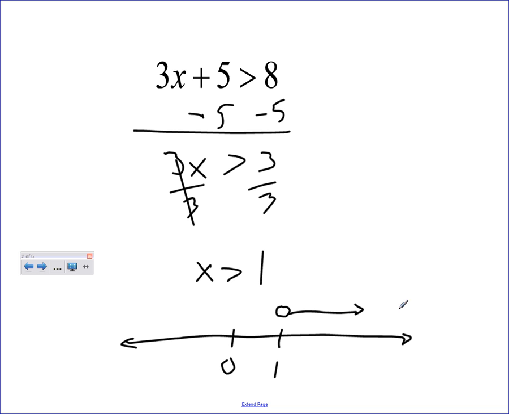That's what this is talking about. That's where x is greater than 1, all this over here. But 1's not actually part of the answer. So it's just like solving an equation, except it's an inequality.